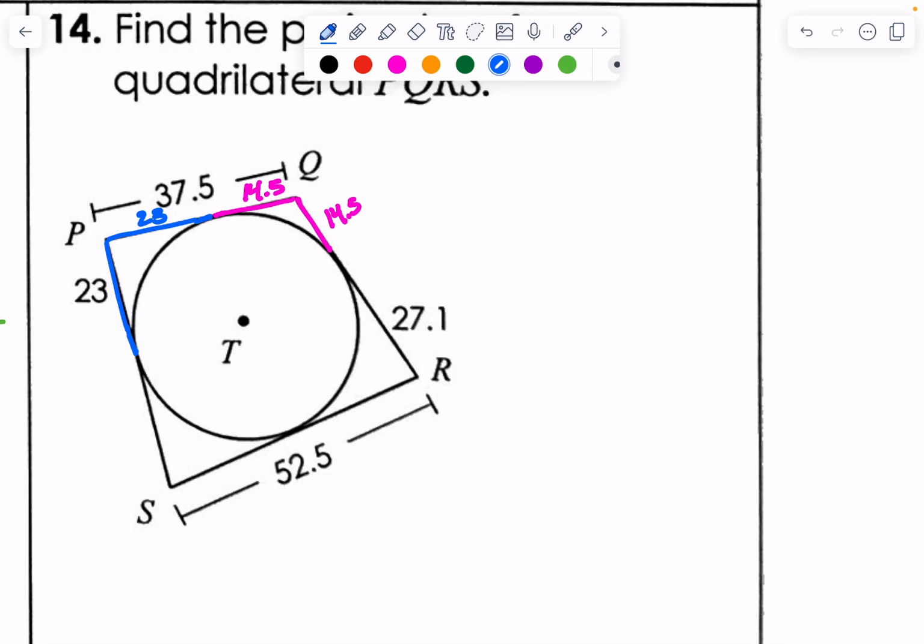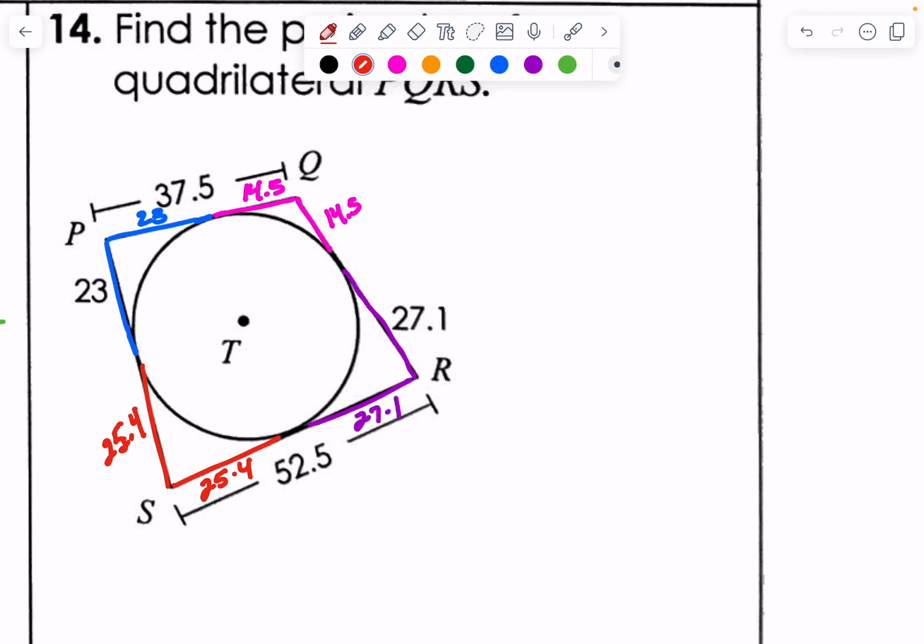All right. And now this piece is 27.1. That means that this piece is 27.1. And if I'm going to subtract it, then that means that this piece is 52.5 minus 27.1, which is 25.4. And if this is, then so is this. Not hard, it just takes some thinking.